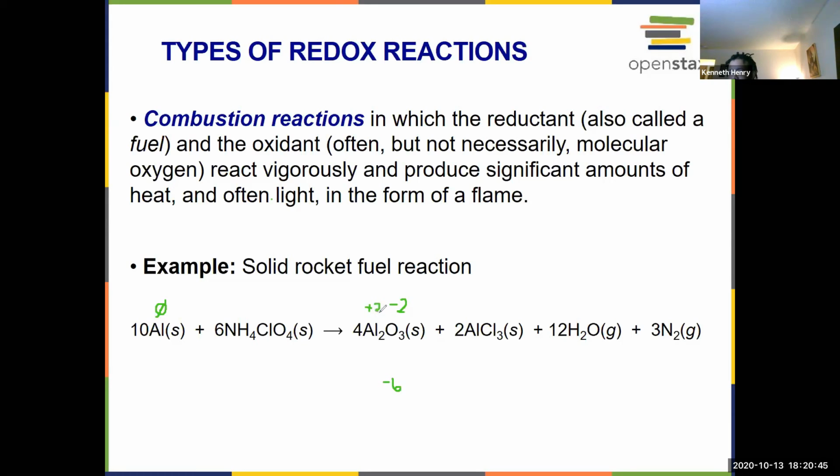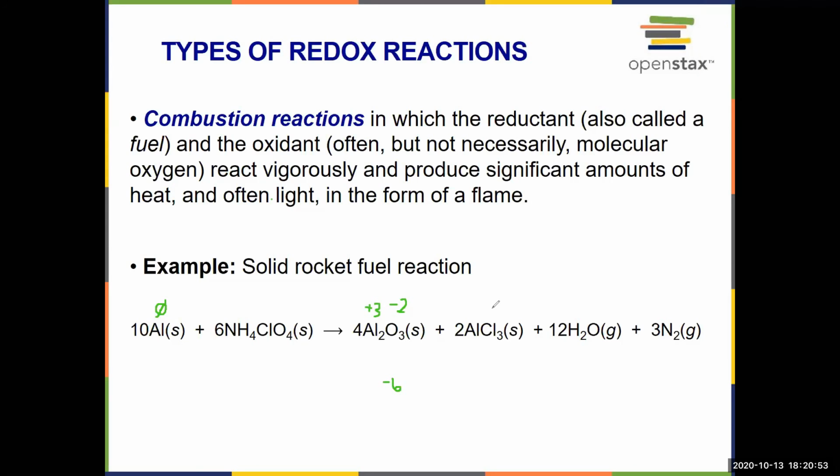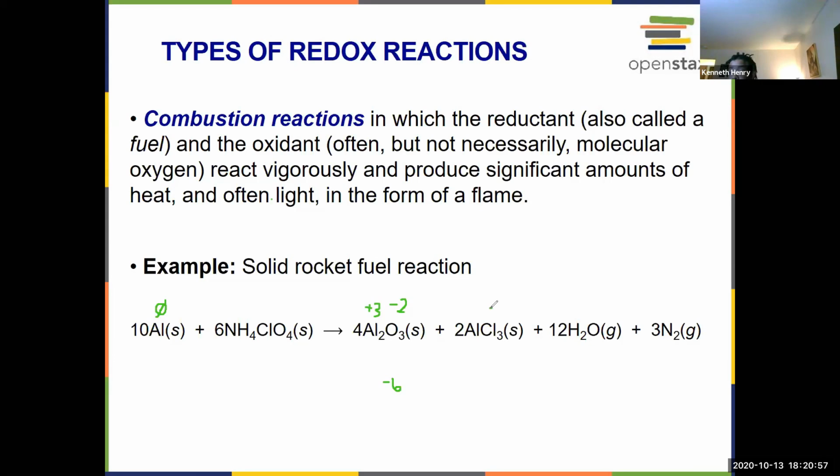What about here? So chlorine is what? Chlorine is -1, and we have 3 of them. So then what must be the oxidation number for the aluminum here? +3.